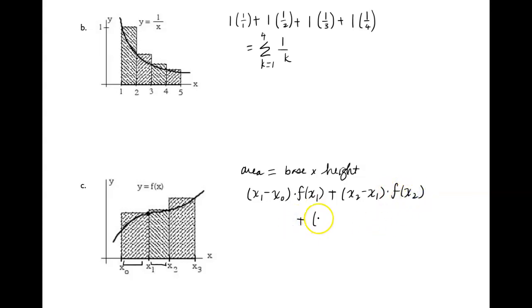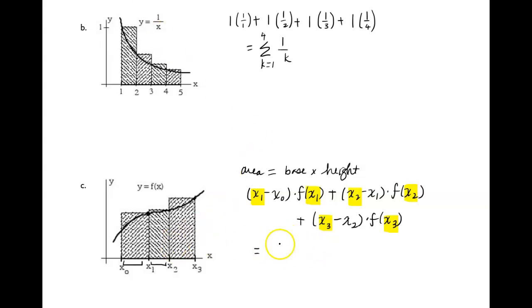My last one, same idea. I'll have x sub 3 minus x sub 2. My height is at f of x sub 3. So let's see if we notice any patterns that might help us generate our formula in sigma notation. So x sub 1 minus x sub 0, x sub 2 minus x sub 1, x sub 3 minus x sub 2. I notice that those are all 1 apart. I also notice that this term, my first one, x sub 1, is where I evaluate my function. x sub 2 is f of x sub 2, x sub 3, f of x sub 3. So that might help me out there.